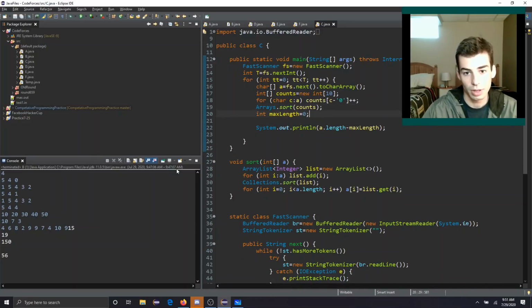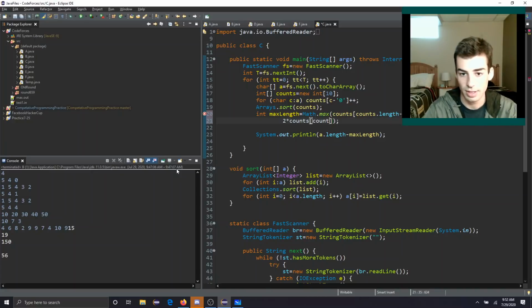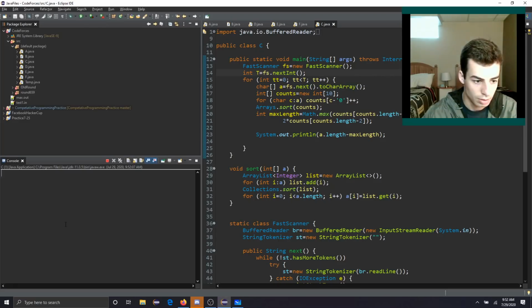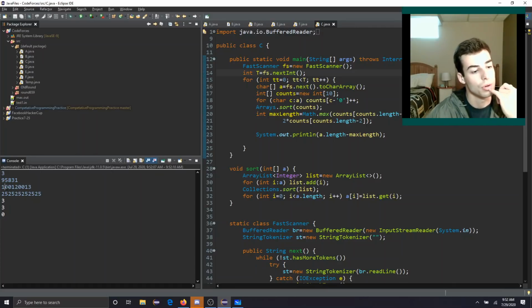So now, this is going to be the math.max of 2 things. We can either do counts at counts.length minus 1, or we can do 2 times counts at counts.length minus 2. I think that's fine. Ooh, not right for this. So we need to delete 5, I say. Oh, because the order matters? Yeah. The order is important.